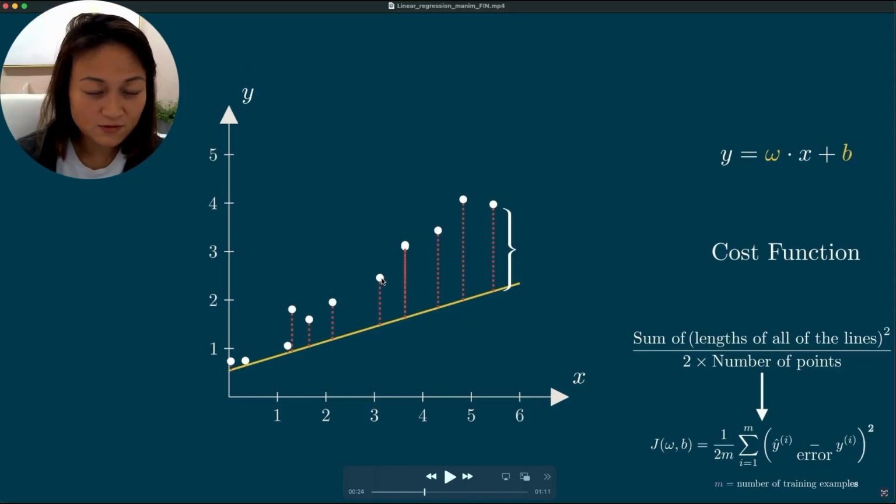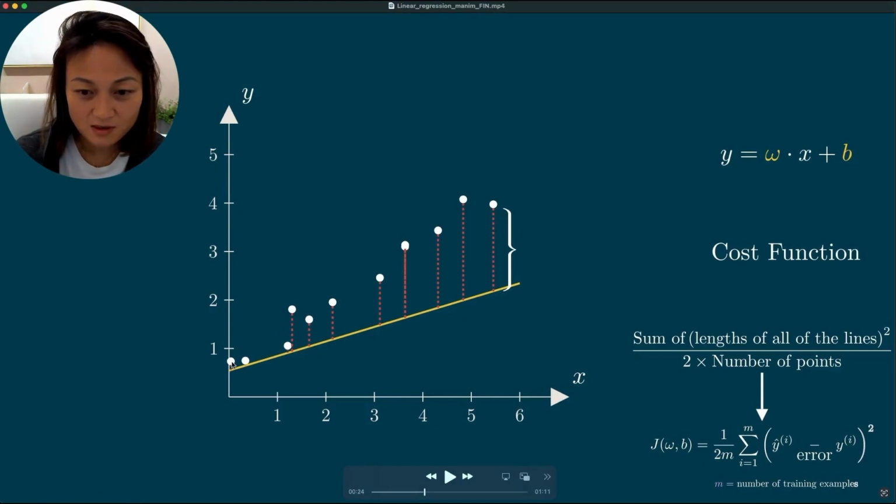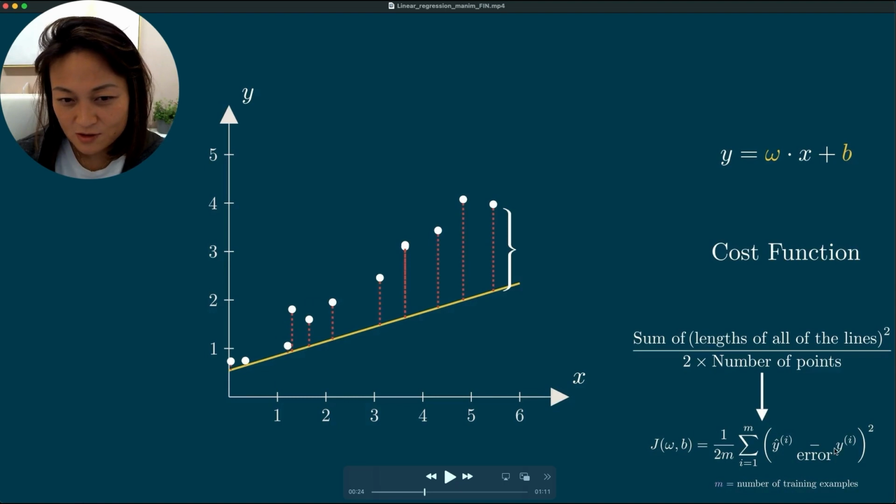So right now we only did it for 1 point. We want to be able to repeat that for all the points. So that's what this summation is doing, taking us from the first data point, taking the error, squaring it, and then adding it to the second one, to the third one. And so we do this for all the data points, and then divide it by m, which is the total number of data points, and then divide by 2.